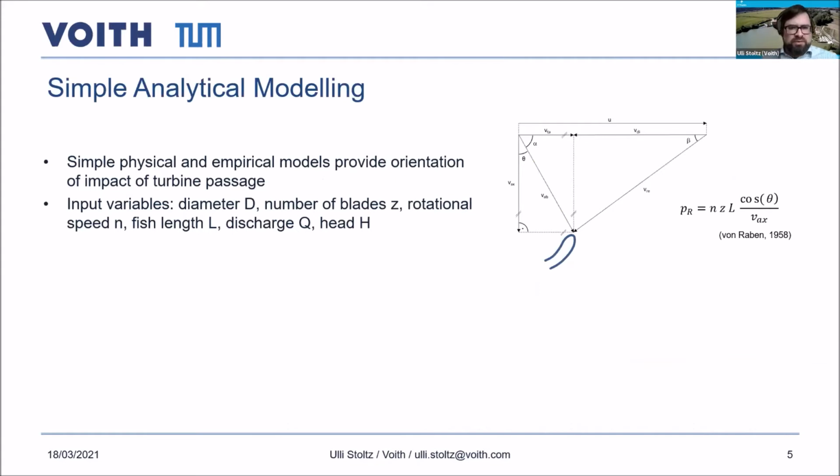So first, I want to go to the simple modeling. Simple models are mostly based on physical or empirical background. Most models are strike models. You see here the turbine blade, and that's the velocity at which a fish approaches the turbine blade. Then you can put into relation the time a fish needs to pass by the blade versus the time from one blade of the turbine until the next blade arrives. In this time, the fish needs to pass. Otherwise, we get a strike event.